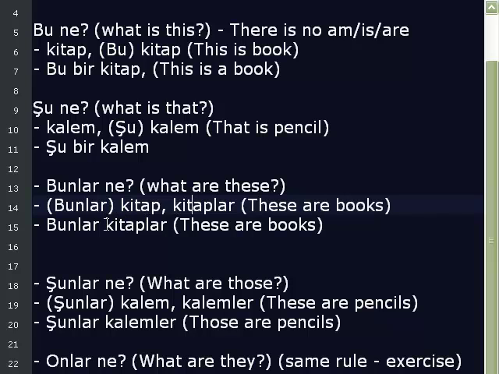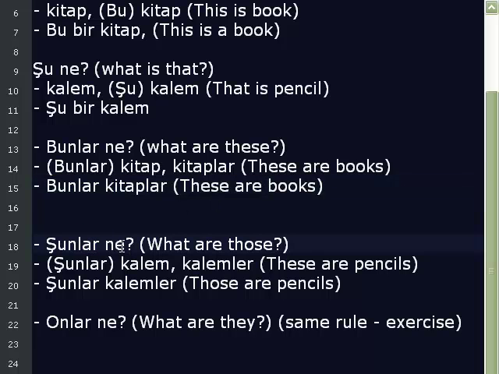But if you say in Turkish, bunlar kitaplar, this means these are books. This is important and I will explain this in more detail in the next lesson, but bunlar kitaplar doesn't mean these books. Bunlar kitaplar means these are books, or sometimes these are the books.